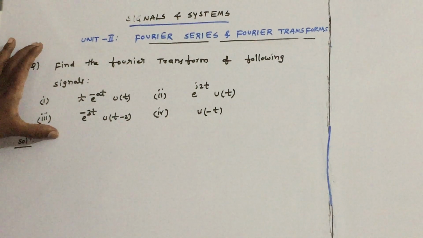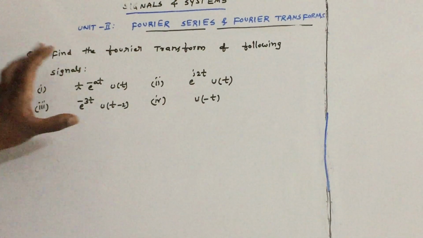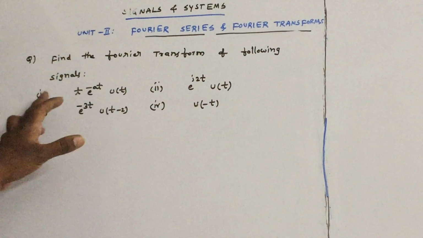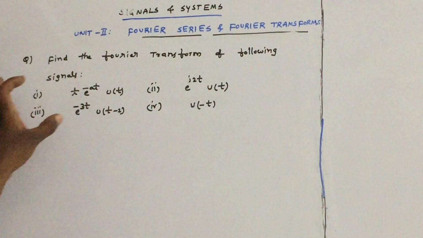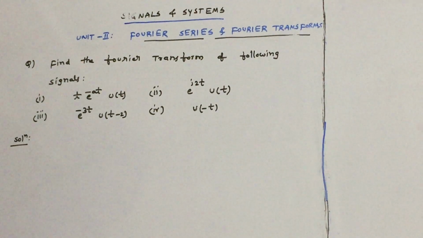So let us see some more examples on Fourier transforms. Let us see this question. Find the Fourier transform of the following signals. 1, 2, 3, 4. 4 examples are given. Let us find out the Fourier transform of these very simple signals.